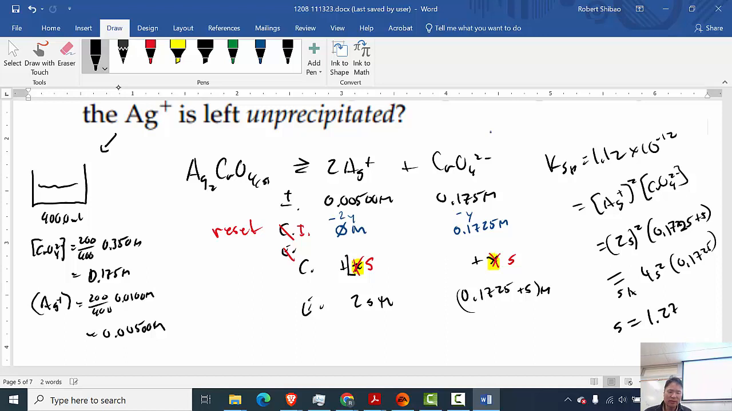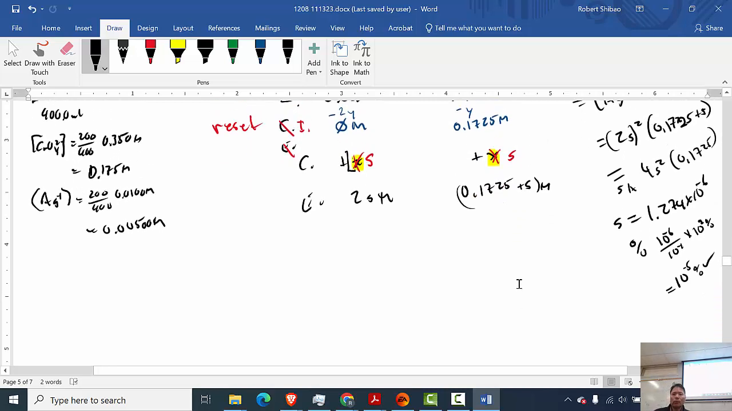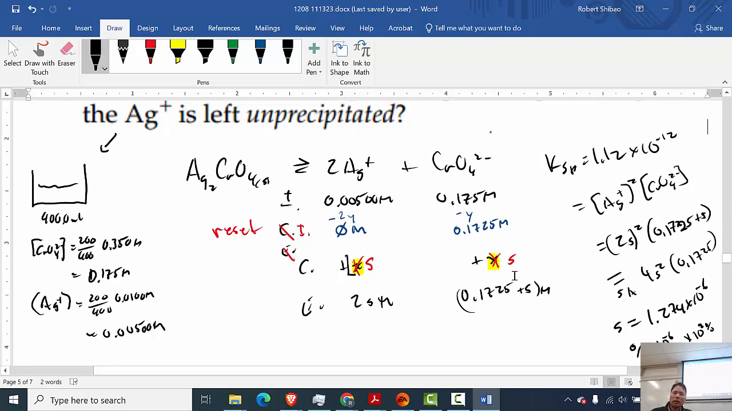And I get a solubility of 1.274 times 10 to the minus 6. And then let's see if the simplifying assumption was justified. So S is 10 to the minus 6, and the initial is 10 to the minus 1 times 10 squared percent. So that's going to be 10. This is going to be 10 to the 7th percent, or actually 10 to the minus 6. So 10 to the minus 5%. And so that's okay. No problem with the simplifying assumption there.